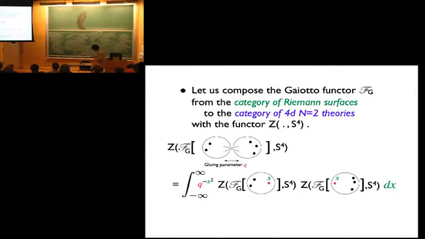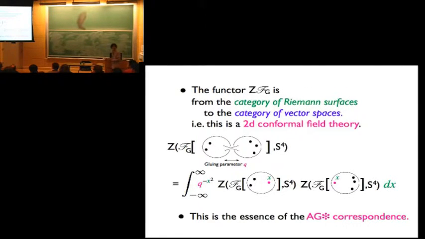And therefore, almost by construction, this combined functor Z∘F_G sends a Riemann surface to a vector space. So you can almost automatically check that the resulting thing satisfies the axioms of 2D conformal field theory. And so we should have some conformal field theory representing this combined functor Z∘F_G on S^4. So this is the essence of some correspondence I cannot name.